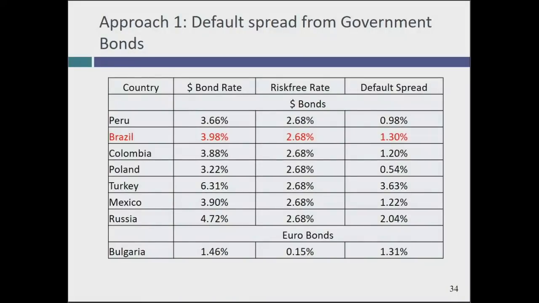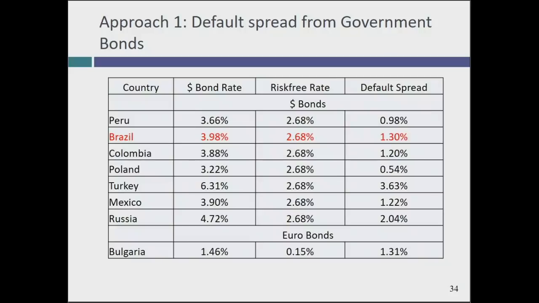The first was I look for a 10-year government bond, and at the start of 2018, the Brazilian 10-year bond had a rate of 3.98%. So it's a traded bond, it's in dollars. The T-bond rate was 2.68%. The difference between the two gives me a default spread of 1.3%. So that's the default spread based on the government bond.